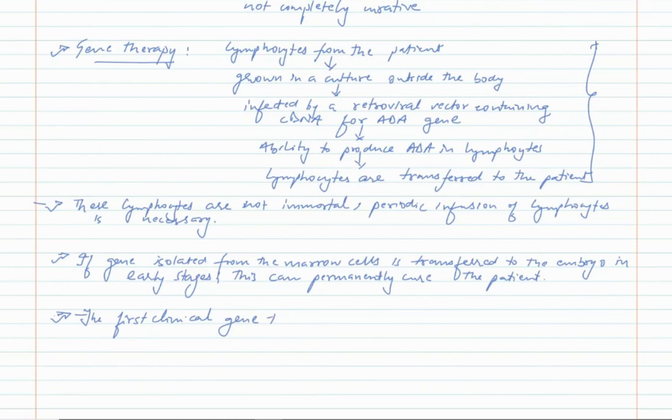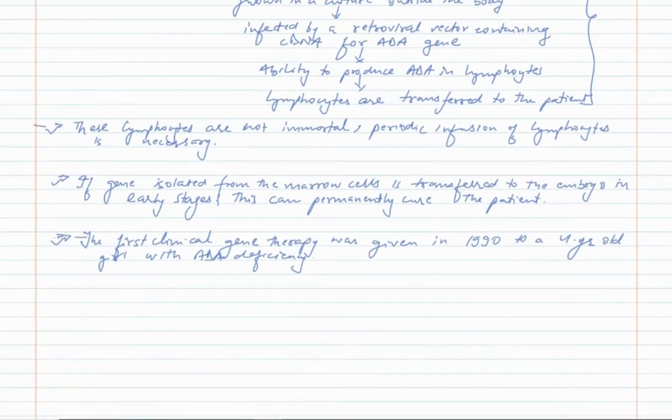The first clinical gene therapy was given in the year 1990 to a 4-year-old girl with ADA deficiency. This was the first instance of a gene therapy that was given.